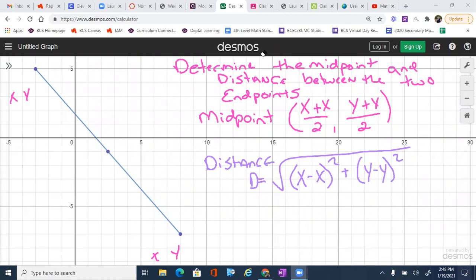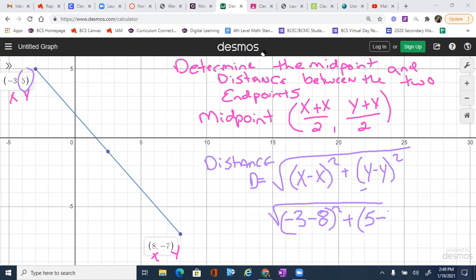Now, we're going to throw that in there. Simply put, let's write this in there. Take the square root. I'm going to start with -3, so I'm going to say -3 minus 8, and then square it, plus, going back to the y value, which starts here at 5. I use the same starting point: 5 minus -7, squared.